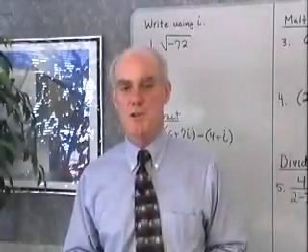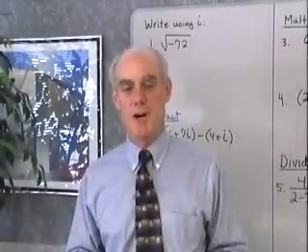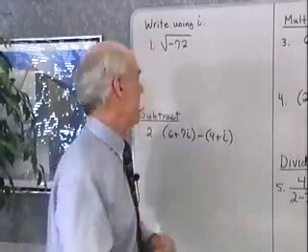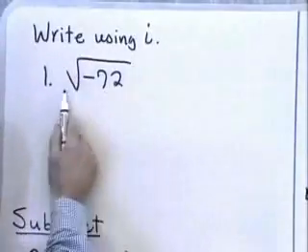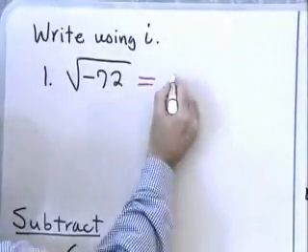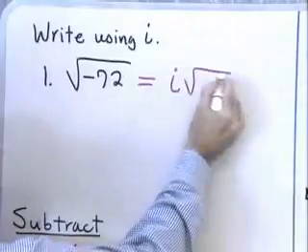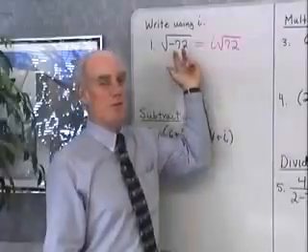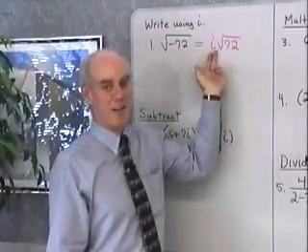Complex numbers are numbers that involve the number i, where i is the square root of -1. Here are some problems that involve i. First of all, write using i the square root of -72. Now what this will be is i times the square root of positive 72. So a negative number under a radical, we take care of that by writing i outside the radical.